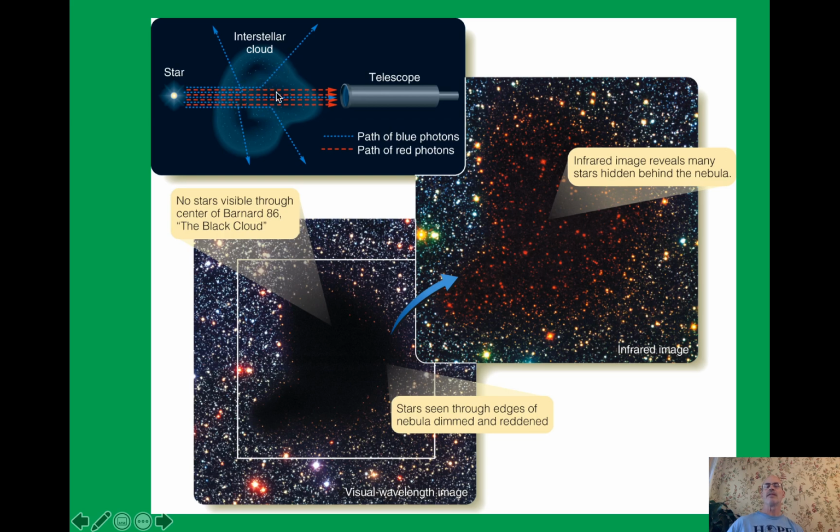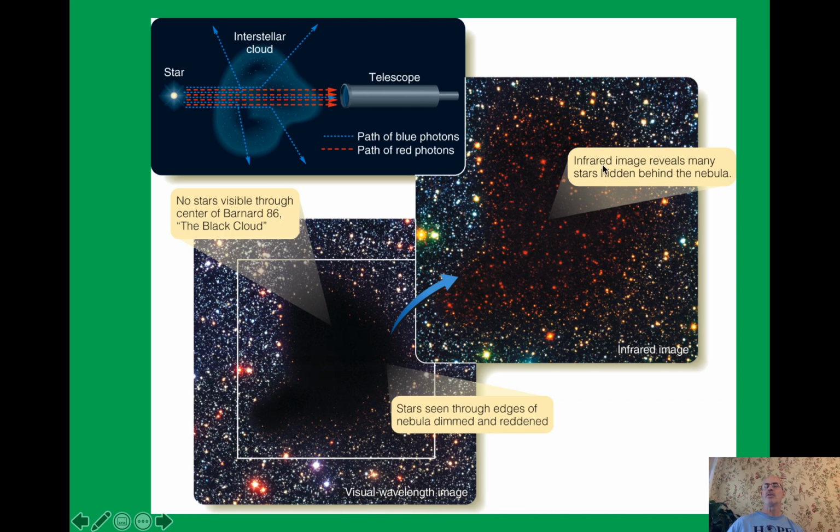The shorter wavelengths get scattered, and the red photons make it through to your telescope. Okay, this is a picture of the Black Cloud Nebula. You'll notice that if you look at this picture taken in a visual wavelength, see, it says visual down there, you don't really see much of anything.